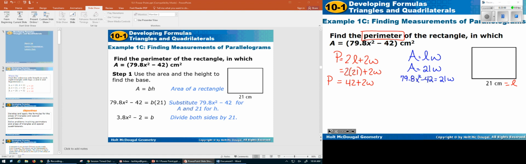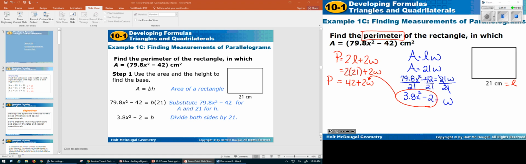Divide by 21, because we plugged our 21 in for L, so now we're just going to divide everything by 21. Again, make sure you divide every term by 21. Okay, so that gives us W equals, what's 79.8 divided by 21? 3.8? Okay, so 3.8x squared minus 2. Again, we're not trying to solve for x, we're trying to solve for W. So that's as far as we can go, and all of that's going to get plugged in for W over here into our perimeter problem.